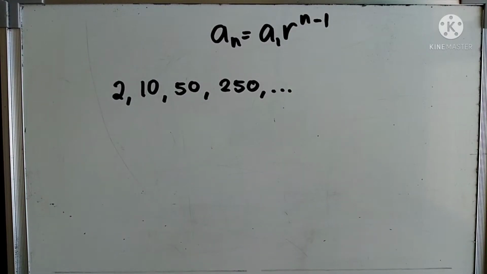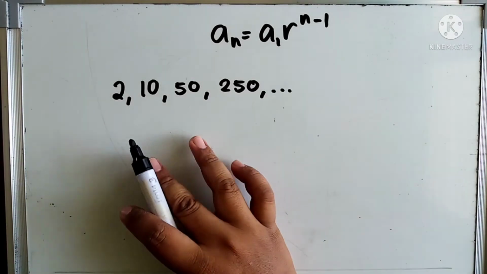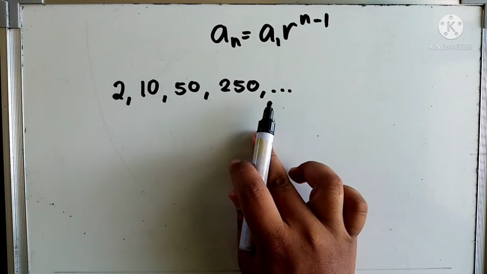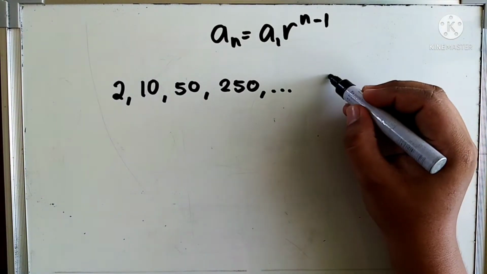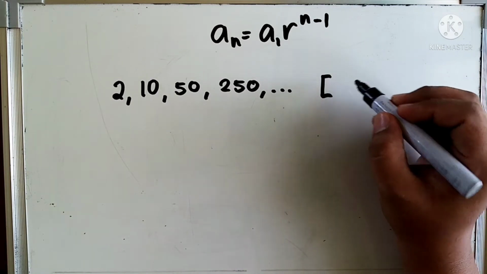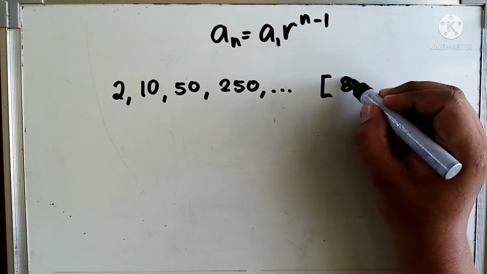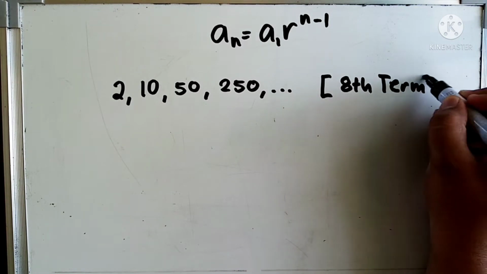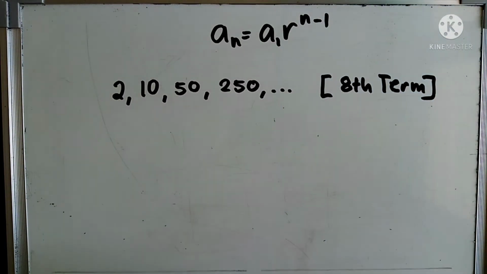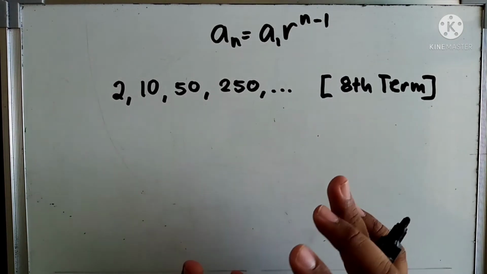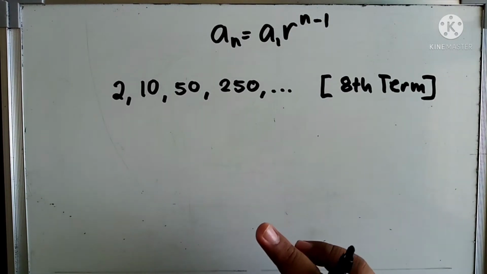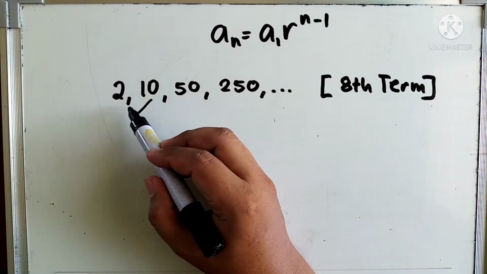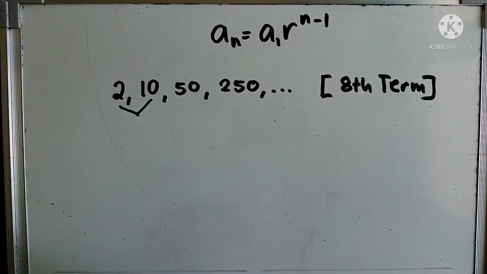Halimbawa, meron tayong sequence na 2, 10, 50, 250. Tapos, sinabihan tayo na hanapin yung ating 8th term. Hanapin natin yung pang 8th term. So, para gawin yan, una, i-identify muna natin yung ating common ratio. To do that, i-divide natin yung second term doon sa first term.